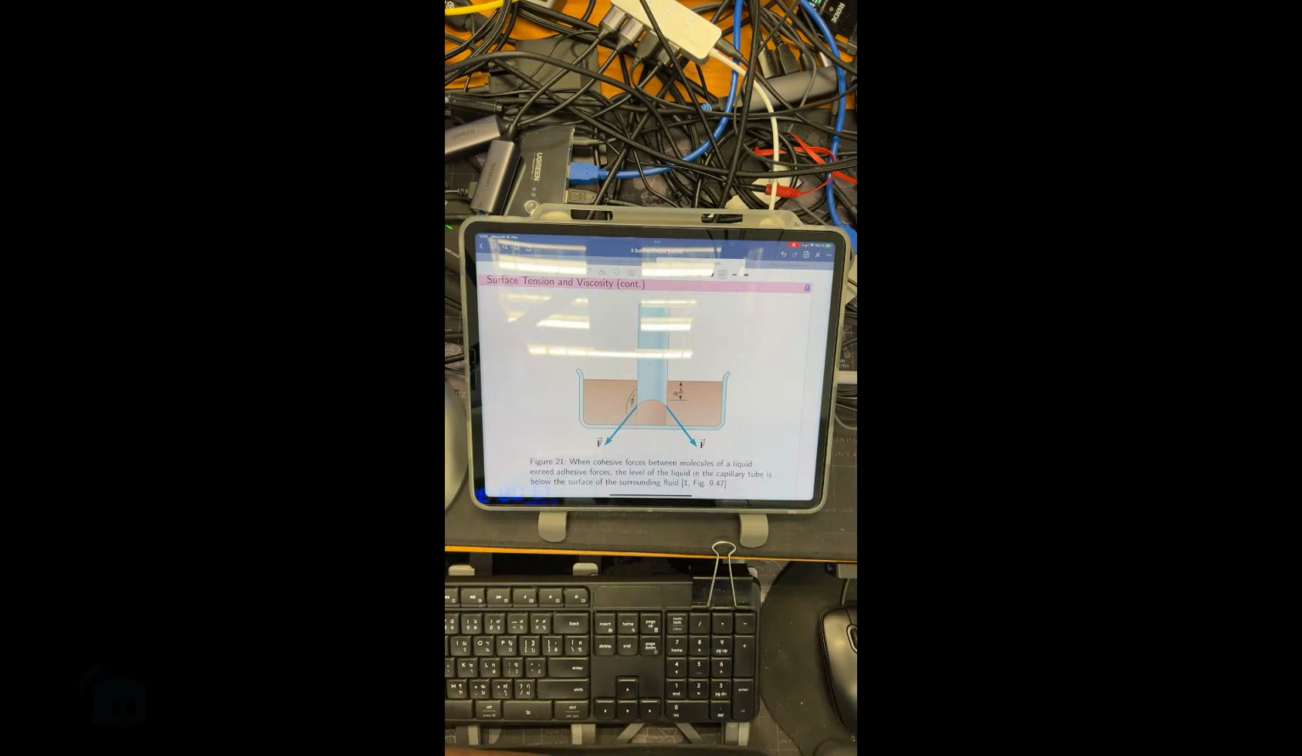And there is the height, right? The height, when we measure it from the typical level of the mercury to the highest level of the mercury inside the capillary tube. Here, when the cohesive forces between molecules of a liquid exceed the adhesive force, the level of that liquid in the capillary tube is below the surface of the surrounding fluid.